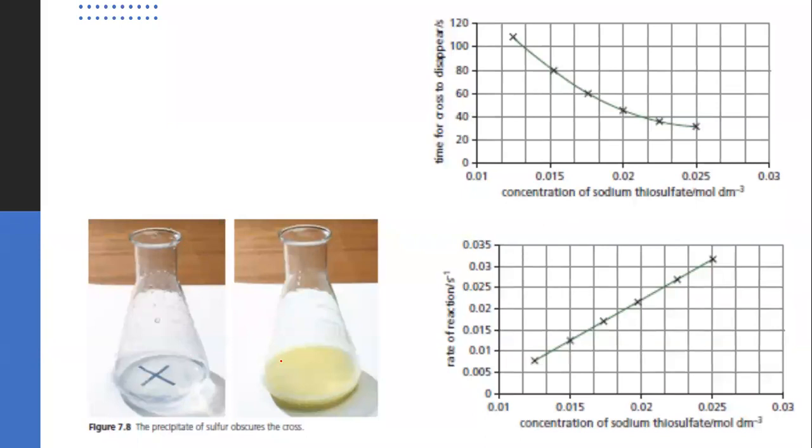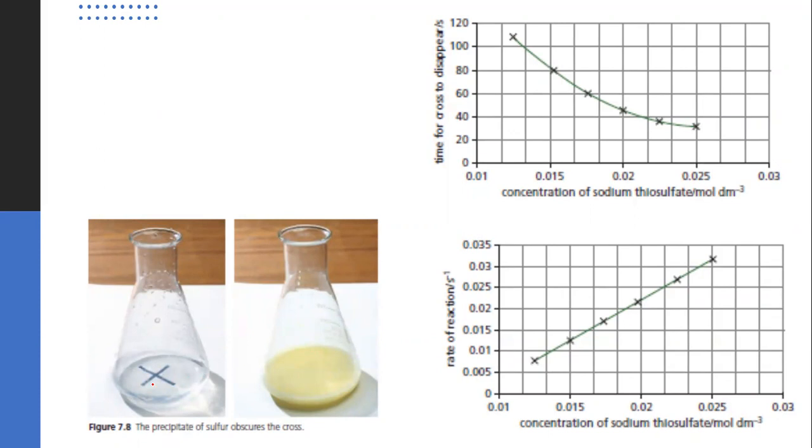As the reaction proceeds, what are we going to do? As the reaction proceeds, the yellow color will appear. And eventually the yellow color... Sorry? And the cross will disappear. Exactly. The cross will disappear. So you will note down how much time it took for the cross to disappear.